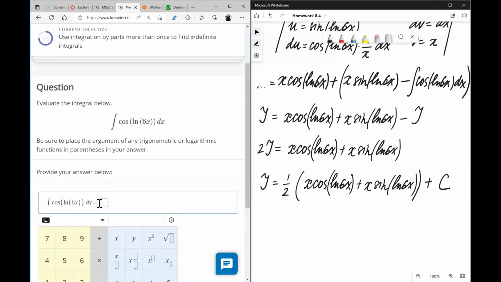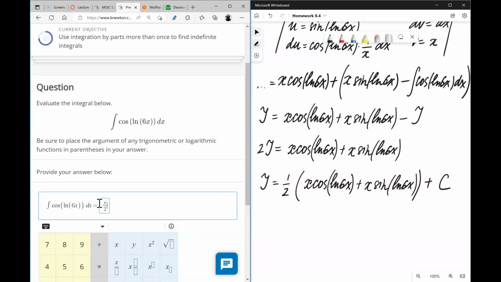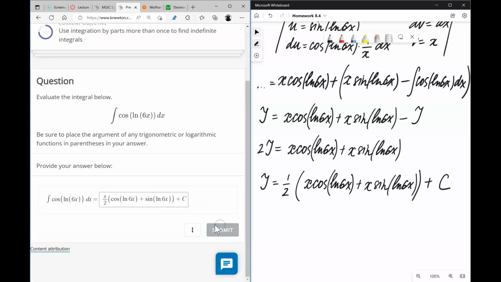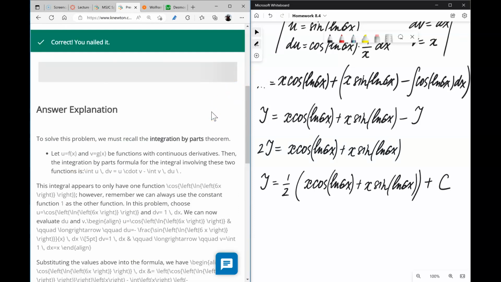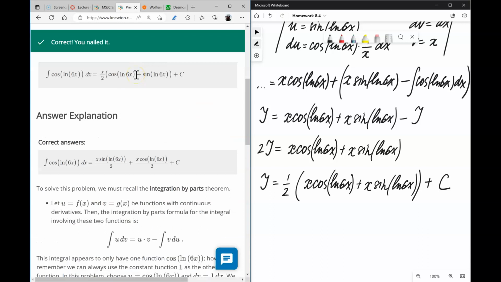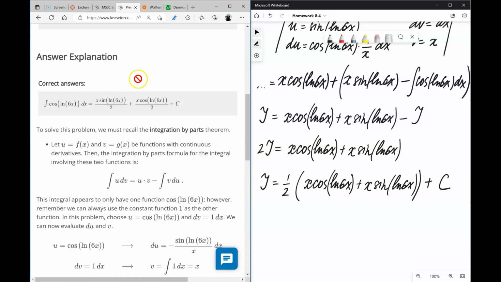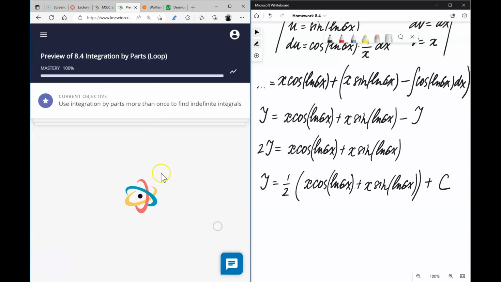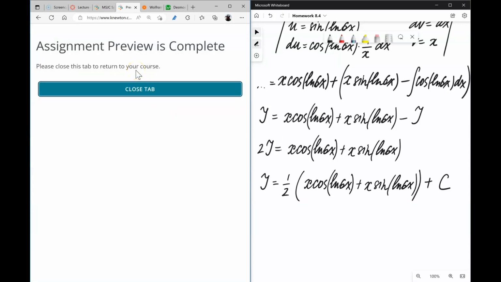So we have x over 2 cosine of ln of 6x plus sine of ln of 6x plus c. And this is the final answer. And we finished. If you have any questions about loop integrals, please let me know.